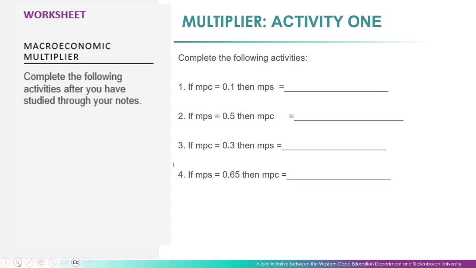Then if MPC, now you need to be extra careful, grade 11s and 12s. Here they were asking if MPC is 0.1, what is MPS? And then here they were asking if MPS is 0.5, then what is MPC? So you just need to pay attention as to what the question is actually asking you. Then if the MPC is 0.5, then what is MPS? Then the fourth question, if MPS is 0.65, then what is MPC?